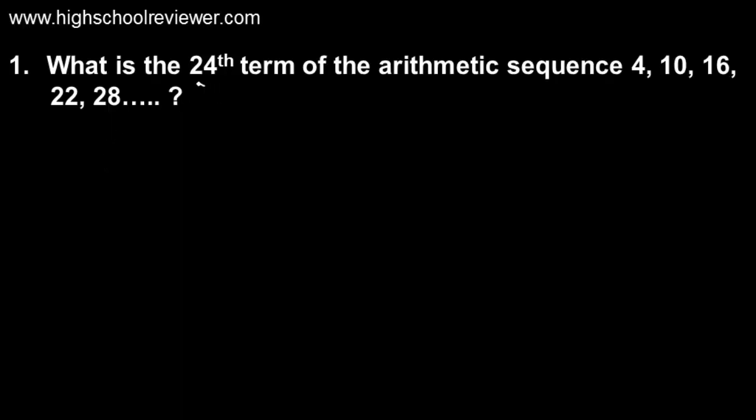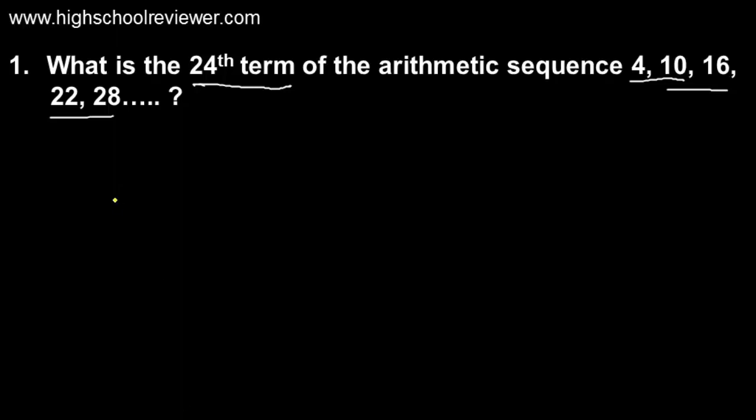To find the 24th term of this arithmetic sequence, first we need to find out if there are consecutive terms. Looking at the problem, there are many consecutive terms. We have 4 and 10, 10 and 16, 22 and 28, and so on. So this is an easier problem to solve because there are consecutive terms and we can find the common difference, or d.